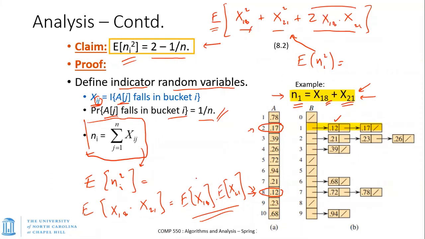And so what would be the expected value of each one of these? What would be the expected value of, let's say, x18? How would you calculate that? The expected value of x18 is equal to what? Now remember, this is an indicator random variable.